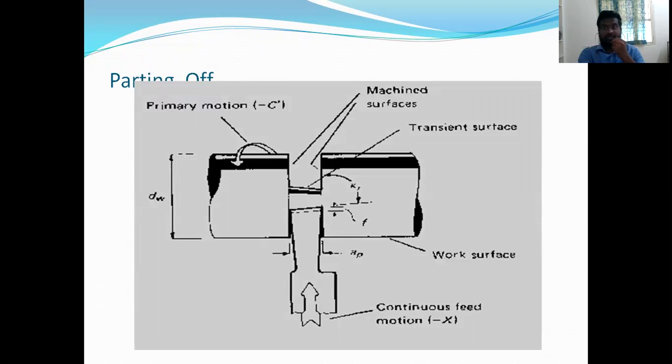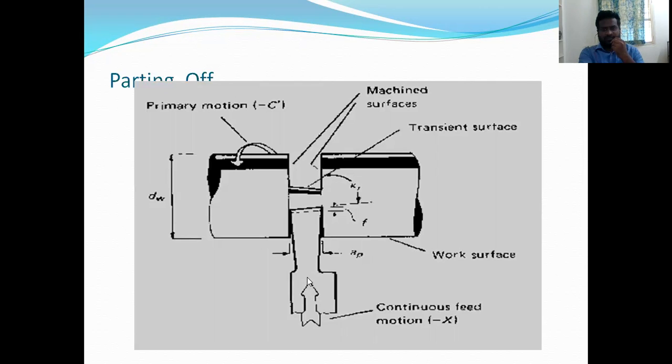So here we are observing the parting off diagram. This is the workpiece, a bar. Here our cutting tool is there, which is used to cut the parts. We are giving continuous speed motion in this direction. This is the z-axis and this is the x-axis. Feeding is in the x direction, and the workpiece axis is in the z direction. So we give continuous speed motion.